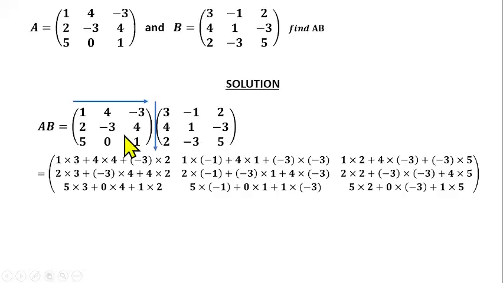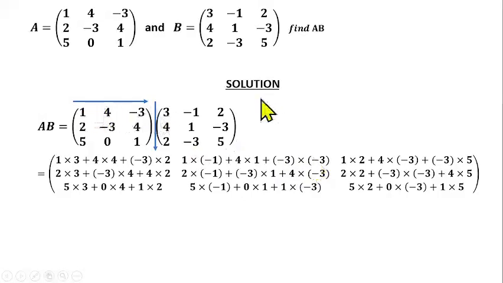So that means you have 1 times 3, plus 4 times 4, plus minus 3 times 2, which is what you're having here. Then this row also will go and multiply the second column. So you have 1 times minus 1, which is this, 4 times 1, which is this, minus 3 times minus 3, that will give this.